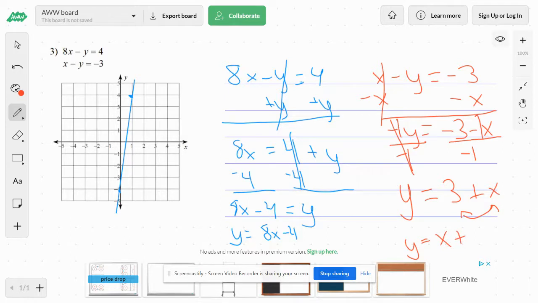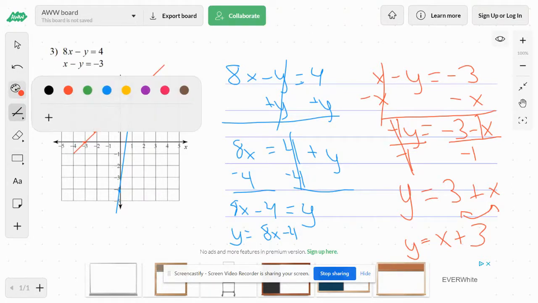x plus 3. So that is starting at 3. My y-intercept is 3. And then a slope of 1 means go up 1, right 1, up 1, right 1. I can reverse it, go down 1, left 1, down 1, left 1, down 1, left 1. And my line is going to look like this.